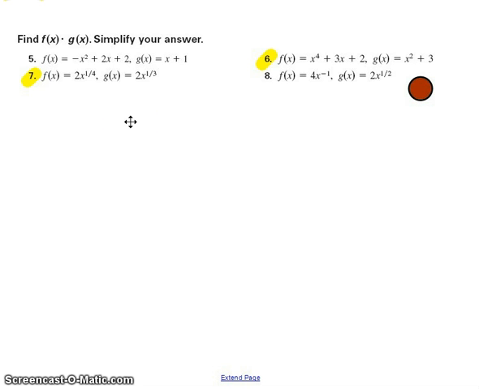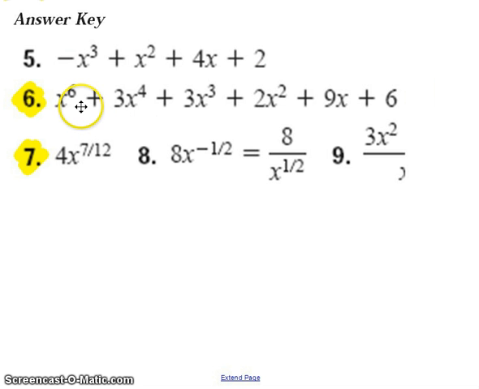Okay, I'm going to assume that you did that. Here are those answers for 6. This whole string of terms here, this long polynomial, is the answer for 6. A much shorter one for 7. Hit the pause if you need to study the answer. Come into class if you have any questions about that.